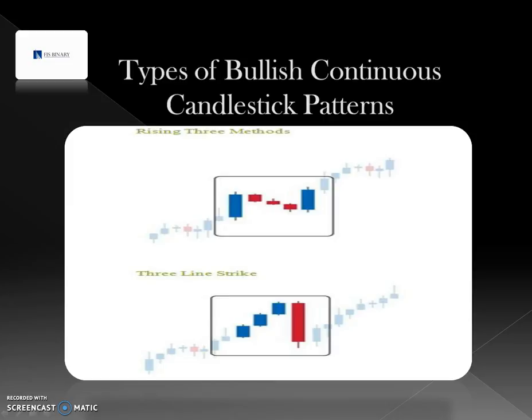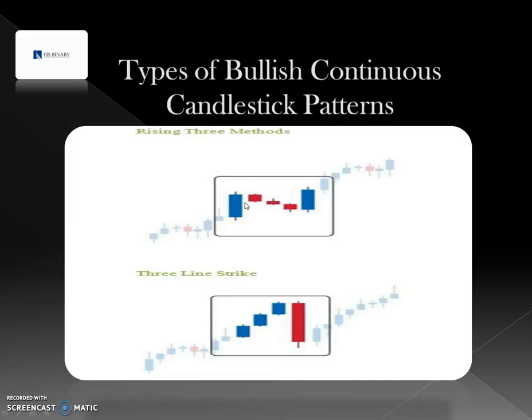Now, there exist many types, but I will discuss just a few, and that is the rising three methods and the three line strikes. Now, the rising three methods, whenever it forms, usually forms during an existing upward trend. Whenever it forms, it implies that the market is going to continue in its existing upward trend direction.